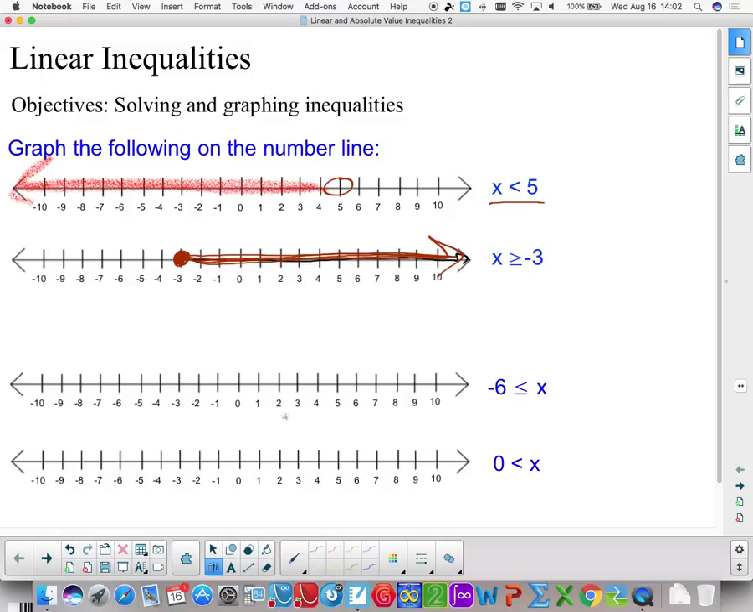Okay, what about x, negative 6 is less than or equal to x? This is when people start getting a little confused.